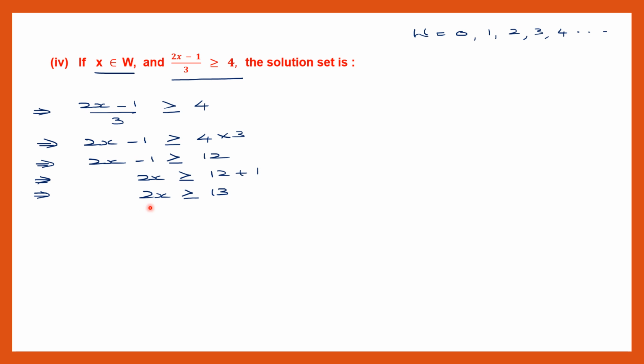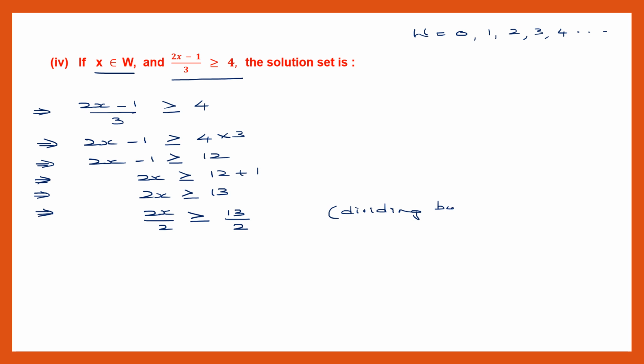Now I need to remove this. I need to remove 2 and keep only x here. That means I need to divide this by 2. So let me divide that by 2. So in the next step, I'm going to say 2x divided by 2 is greater than or equal to 13 divided by 2. Remember, we have to divide on both sides. So let's write that.